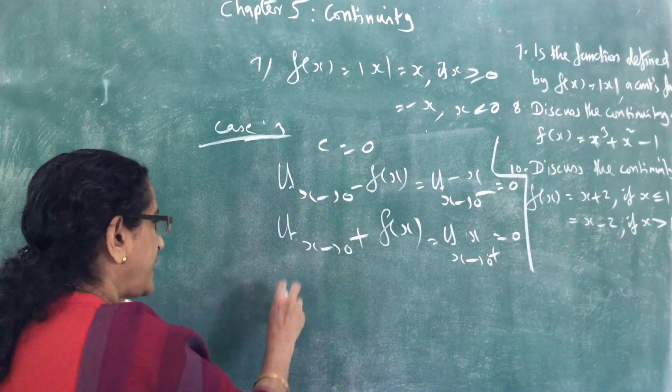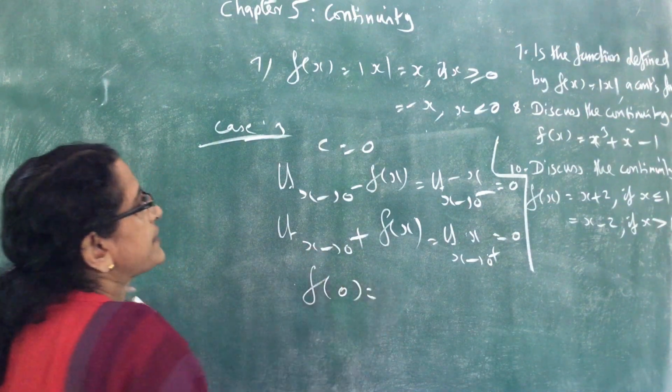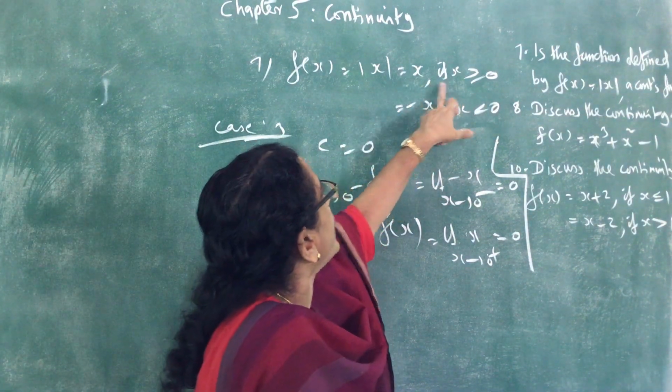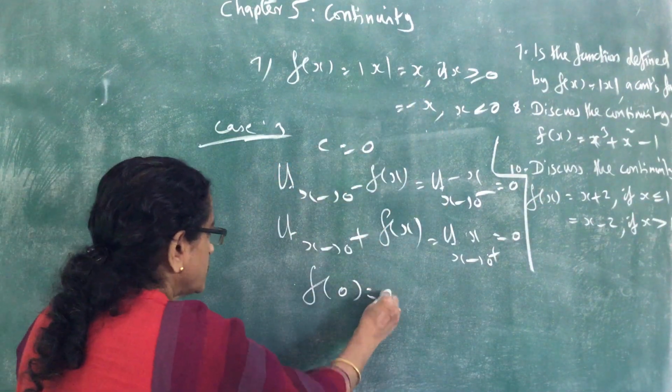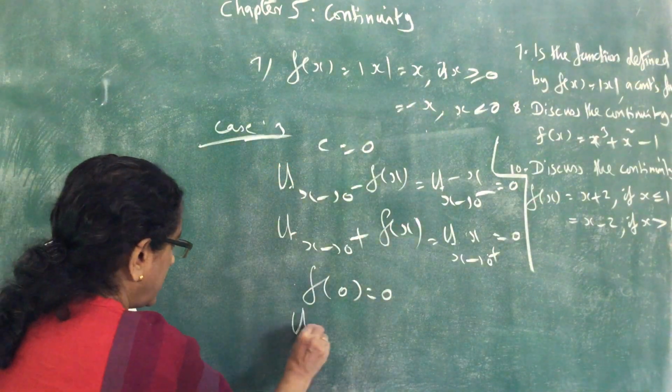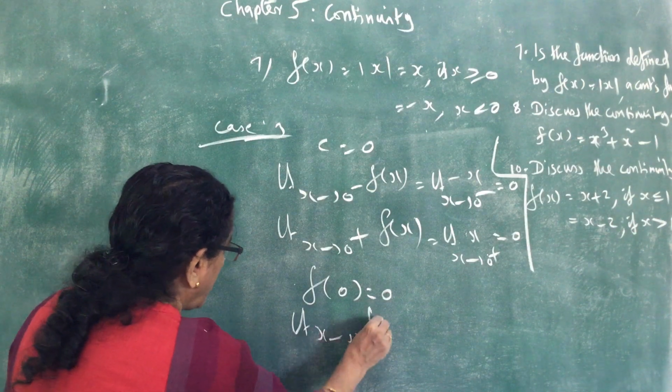Therefore the limit exists, and then we have to find f of 0. What is f of 0 when x is equal to 0? What is f of x? It is 0. So all these three are equal. Therefore limit x tends to 0 of f of x.